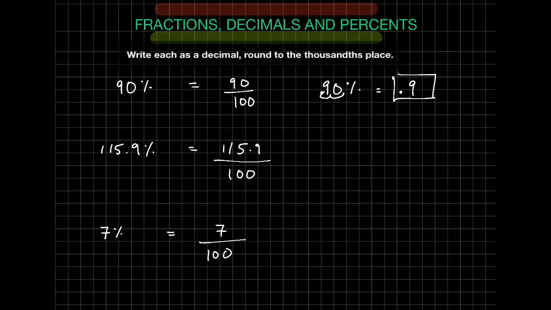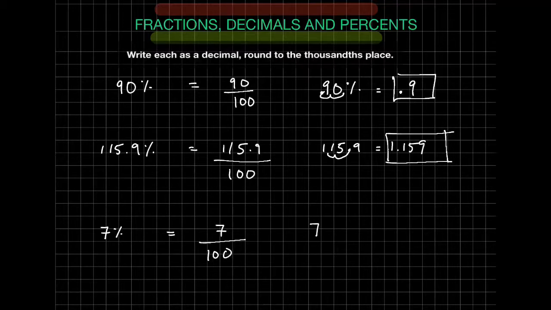Okay, same thing with this other one, 115.9%. So that's going to be 115.9, and then I'm just going to move this decimal 1, 2. Okay, so we get 1.159. Okay, that's our answer. Taking 115.9%, turning it into a decimal gives us 1.159.